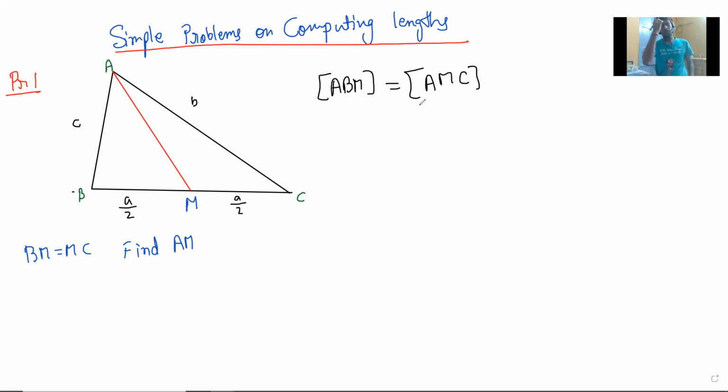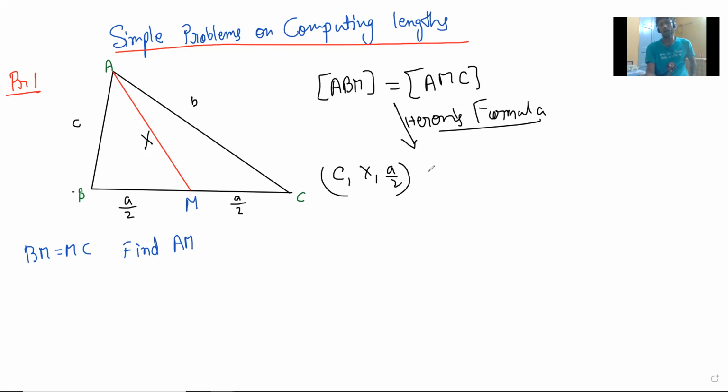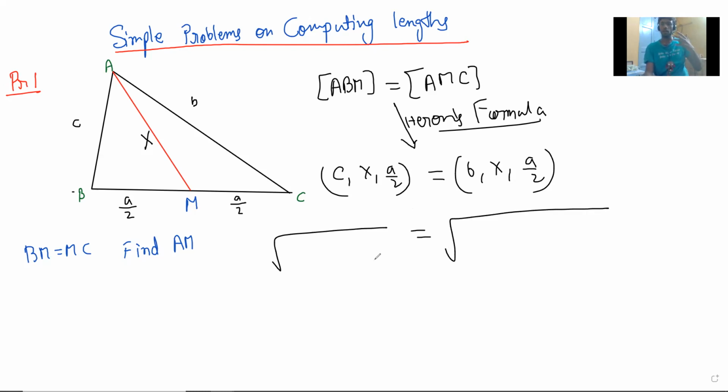Okay, but from here, since the areas are the same, if you say AM is X, then you can apply Heron's formula, but that will get really messy maybe. Because their areas are the same, you will have Heron's formula. I don't even want to write it. It will involve C, X, and A by 2. And this one will involve B, X, and A by 2. And you'll have a huge expression with square roots and fourth powers inside them, because you have to multiply and so on, right? But from there, in theory, you can find X.